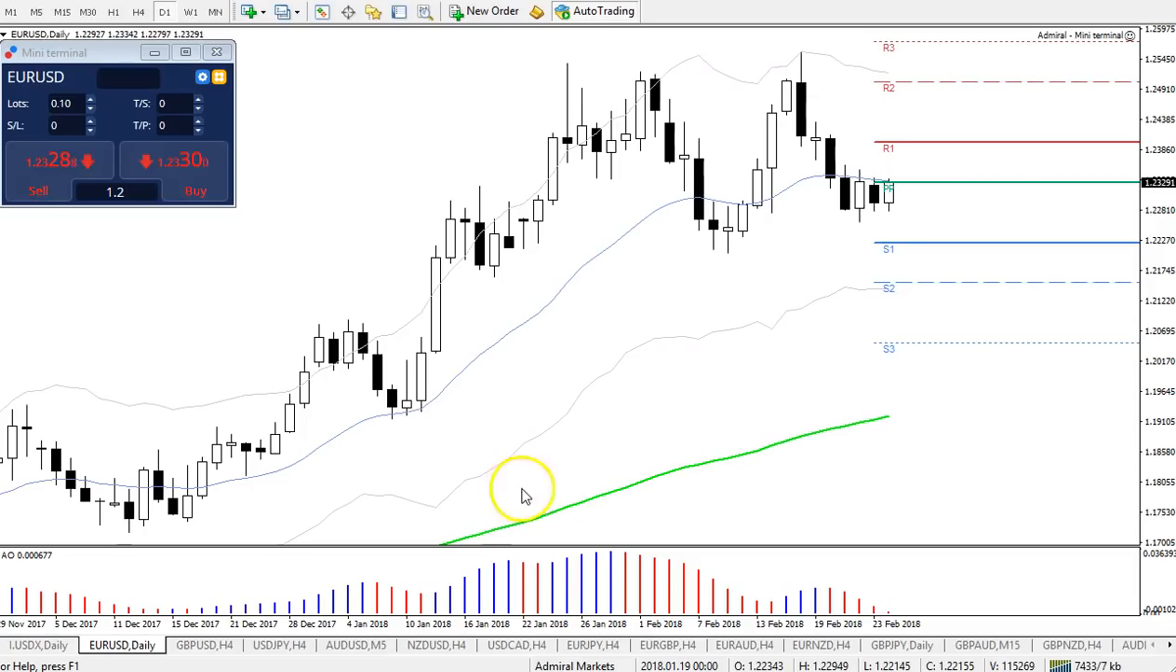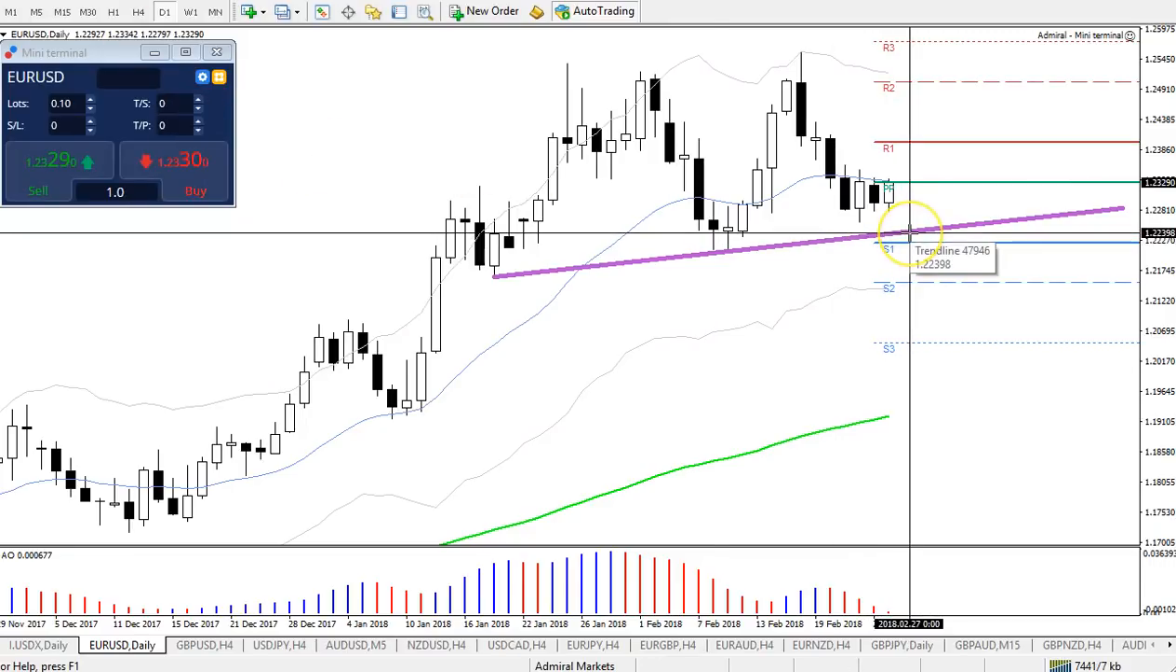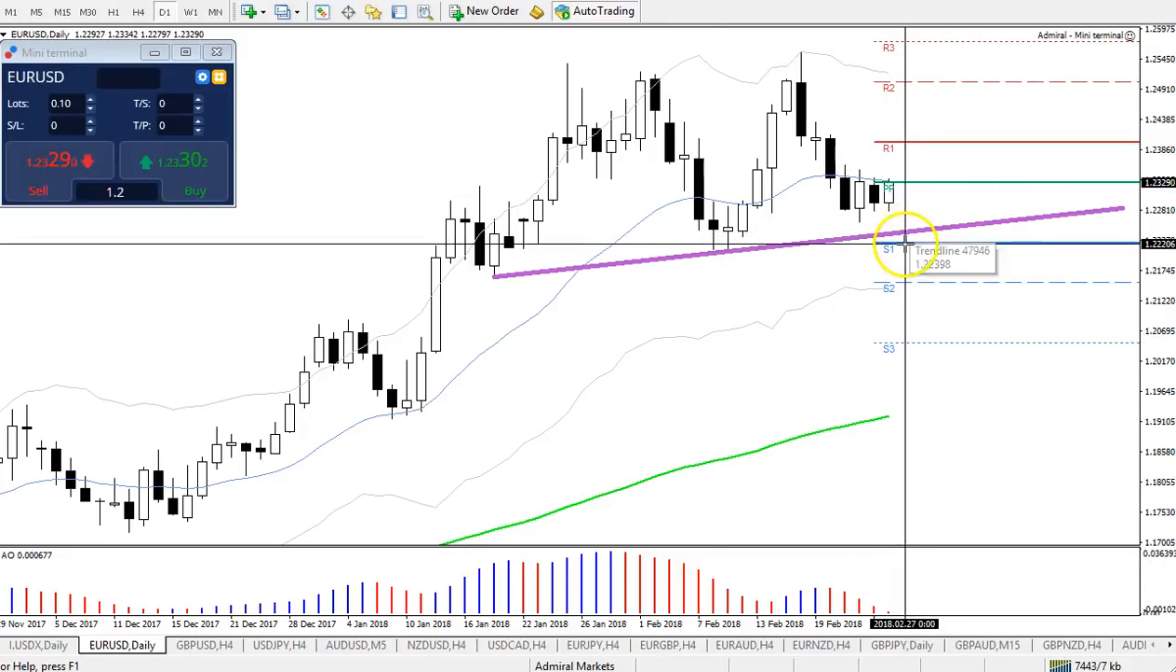Alright, next on the list is the euro dollar daily chart, looking at basically price testing this support zone right here, and I think that if price does make it a little bit lower down to about 122.25, that could be a bouncing spot at around the S1.